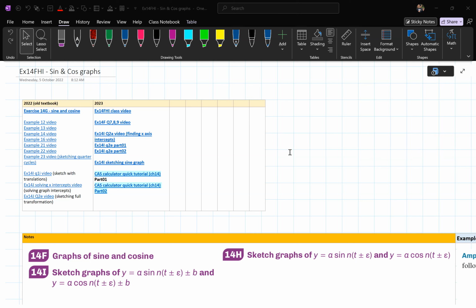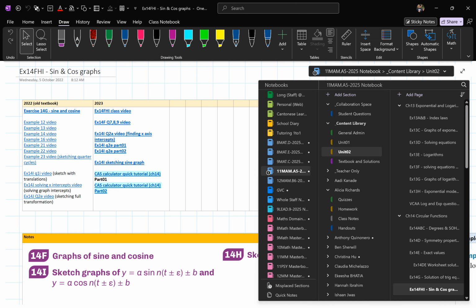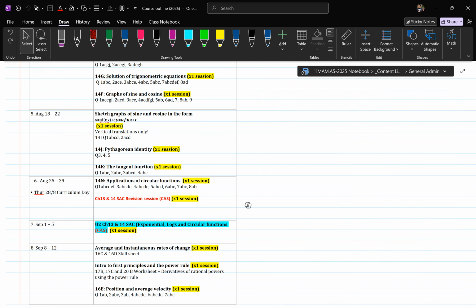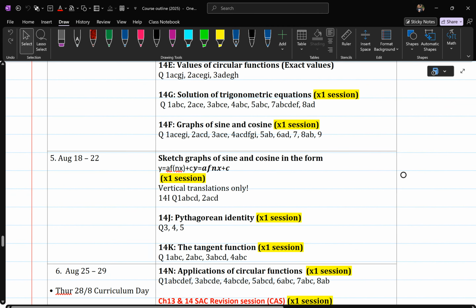Recording is now on. All right, so there's a bit of a change to the Year 11 course outline compared to the 2023 version. I've updated it here for you to see. Let's have a look at the planner. What's changed is the set of questions and what we're focusing on for Year 11.